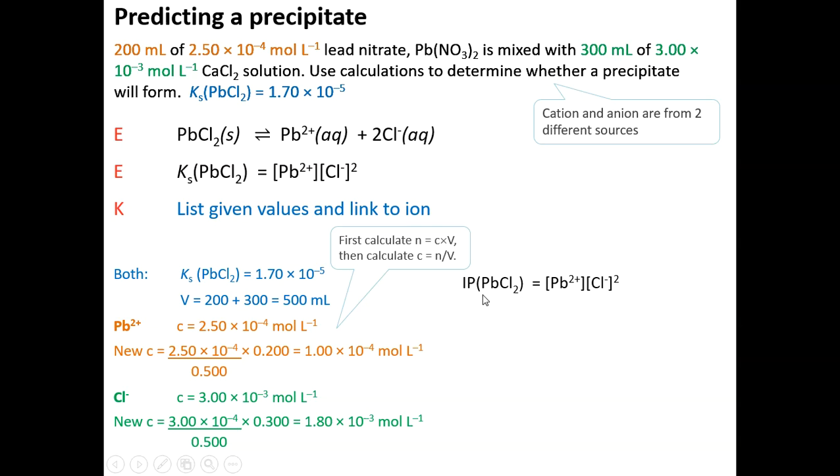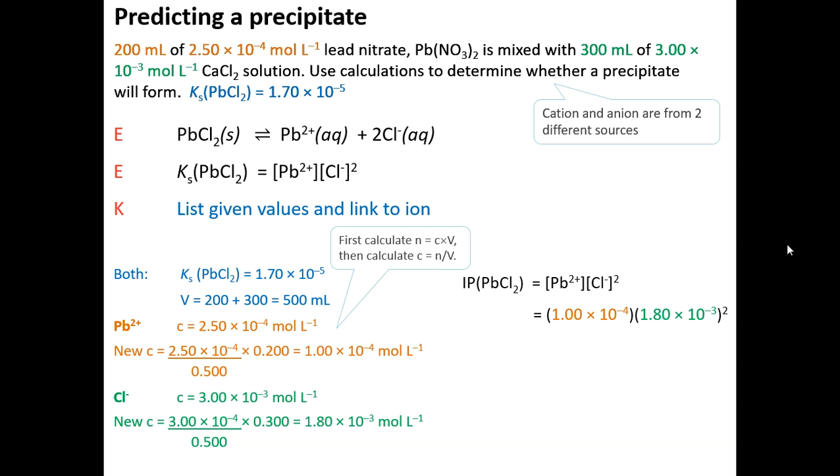So now we substitute into the ionic product. It's the same as the Ksp expression, but because it's not at equilibrium, we use IP, and always put what you're referring to. We're referring to lead chloride. And so we now substitute our new concentrations in there. Don't forget to square. That's a very common error, that you forget to square, or you might multiply first and then square.